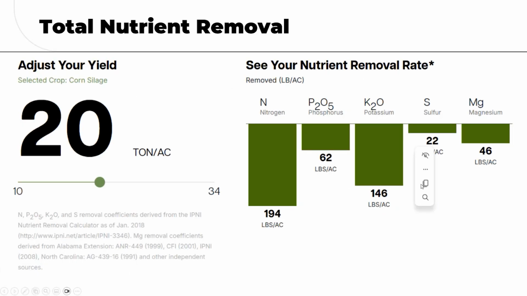Okay, so 20 ton corn silage, just as a basic kind of picture, this is what we're removing per acre. So we're removing about 194 pounds of N, 62 pounds of phos, and 146 pounds of potassium, right? Normally not a big problem. We're taking a decent amount out of the profile.